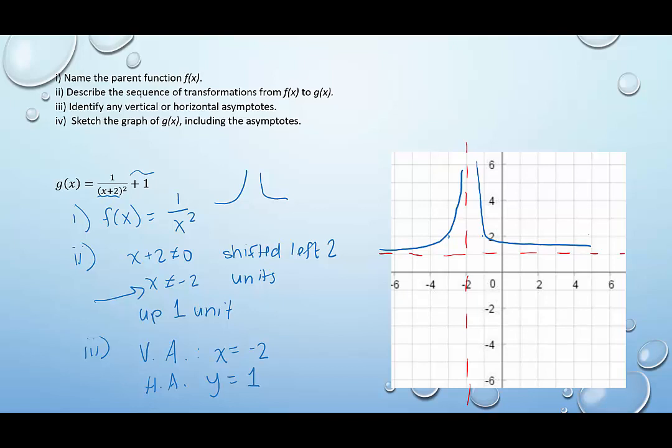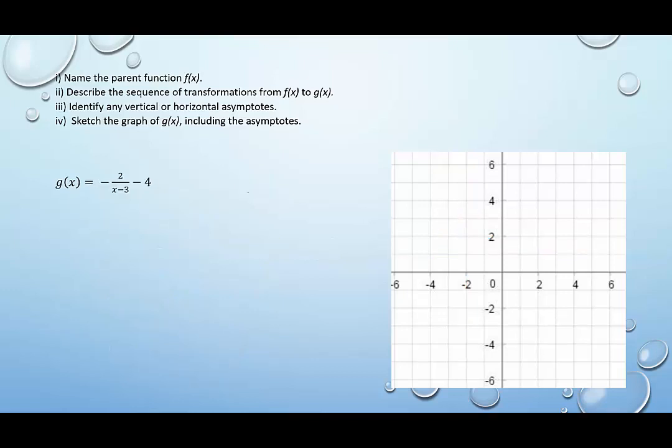We just need that rough idea. Where are the asymptotes? What kind of a graph is this? That's what we're really looking for here. And here's our last example.